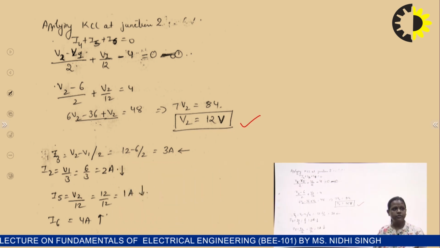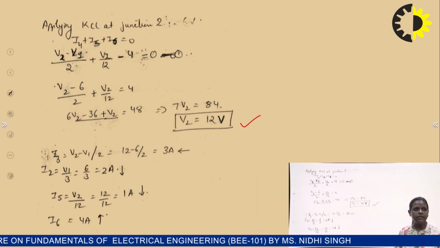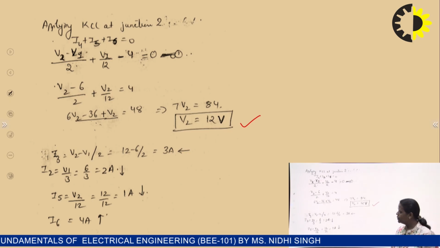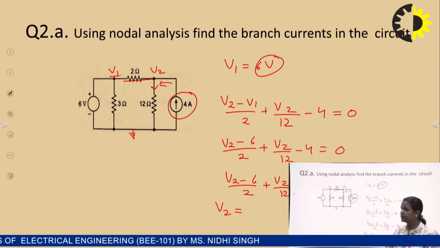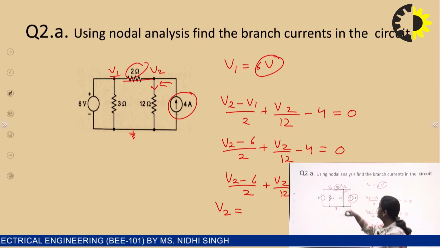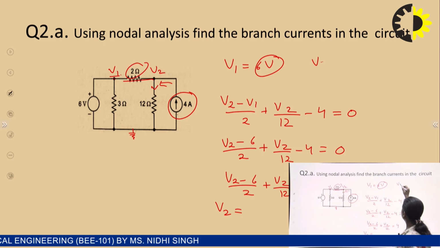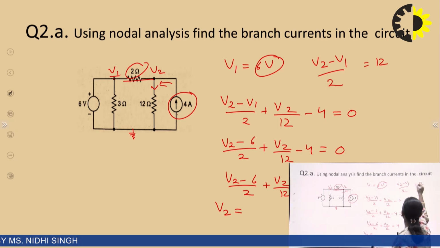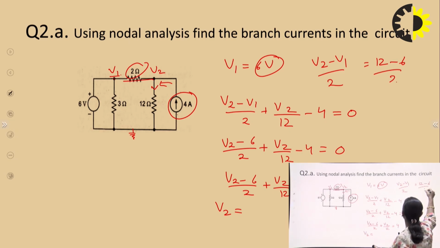So in this question you have to find current in all the branches. If you have to find current in this 2 ohm, the current in 2 ohm will be equal to V2 minus V1 by 2. This will be the value of current in 2 ohm. V2 value is 12, V1 value is 6, divided by 2. So here you will get the value of current in 2 ohm, right?